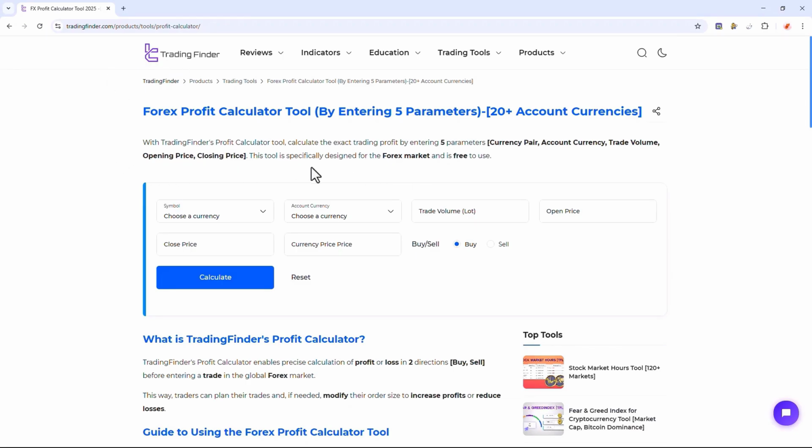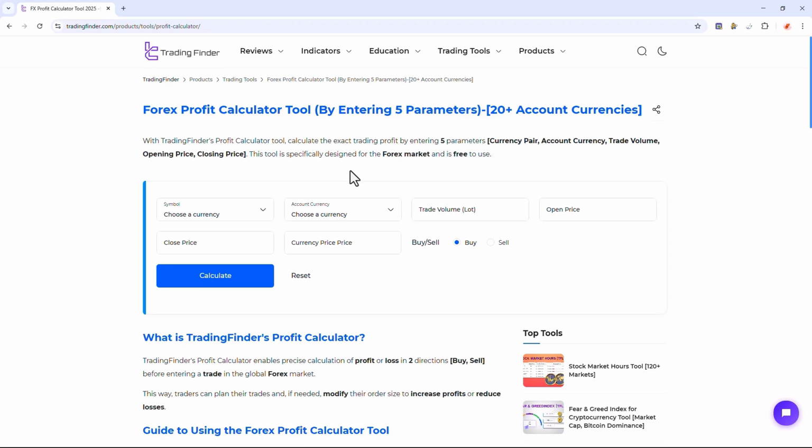The Forex Profit Calculator tool is a special tool for accurately calculating the profit from a trade by entering 5 parameters, which include the currency pair, account currency, trade volume, opening price, and closing price.